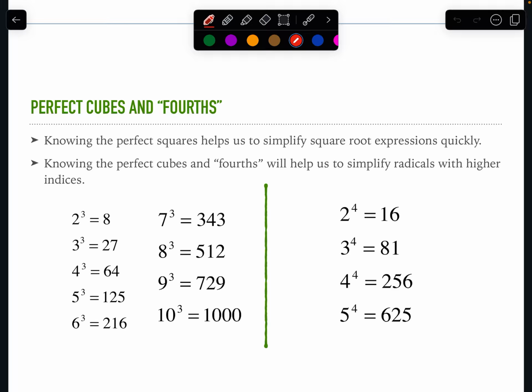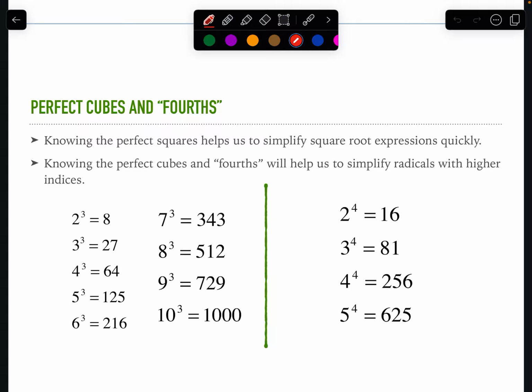And at that time, our ability to do so was improved if we knew some of our perfect squares by heart. Well, here now, as we move on to higher degree radicals, it's going to be helpful for us to know some perfect cubes and some perfect fourths. And I've got some listed on the screen here. Your ability to memorize them would be helpful, but not ultimately the key to your success here. You could always crank these out using a calculator or maybe some mental math even.